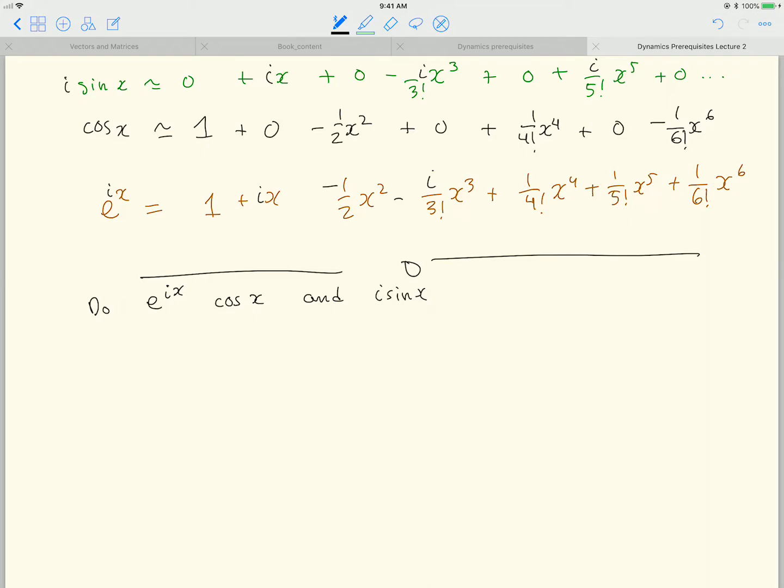The next term will have an i to the 4th. i to the 4th is 1, that's i squared times i squared. And now we keep going, and you can see how the pattern goes. The next term is i to the 5th, that's just like 1 times i. The next term is i to the 6th, that's like a minus.